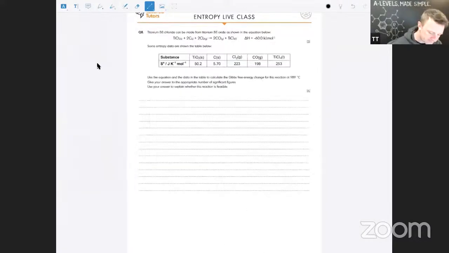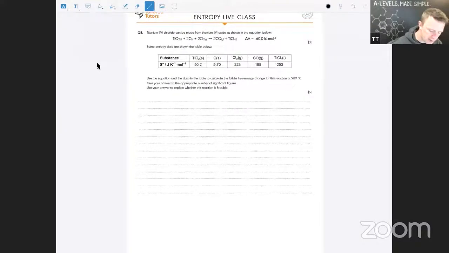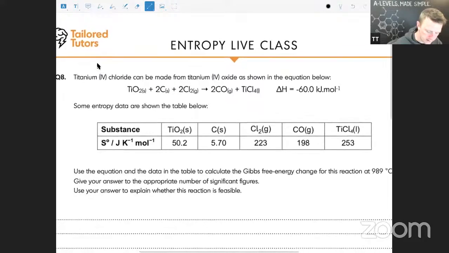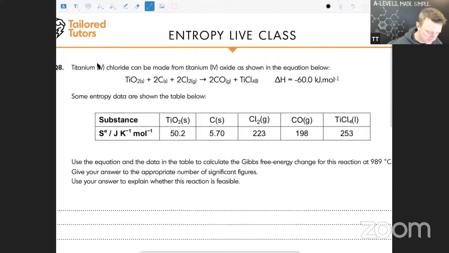Okay, let's do this one. 6 marks, guys. So this is your question. I'm going to make this as big as humanly possible. Titanium 4 chloride can be made from titanium 4 oxide, as shown in the equation. So we've got the equation, we've got the delta H for it, minus 60. We have got the entropy data as well.